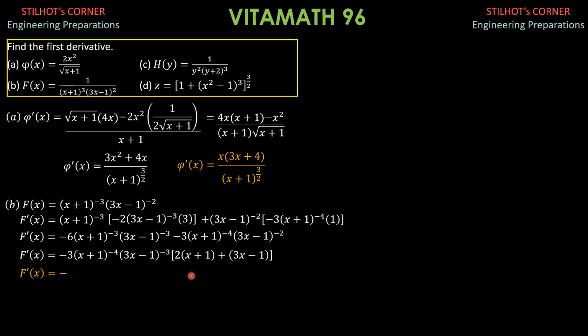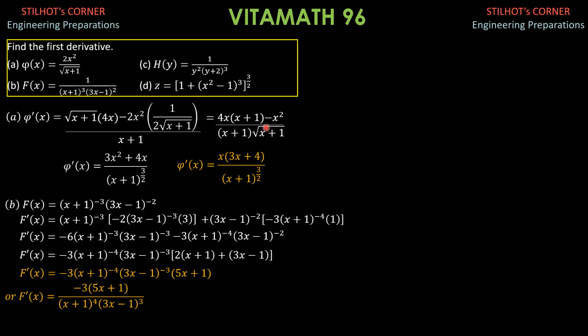So f prime of x may now be negative 3 times (x + 1) to the negative 4, (3x − 1) to the negative 3, then times (5x + 1). The answer may be in this form, or you may move these two factors so that the exponents would be positive. So the answer may also be negative 3 times quantity (5x + 1) all over quantity (x + 1) to the positive 4 times (3x − 1) to the positive 3. So that's it for part B.